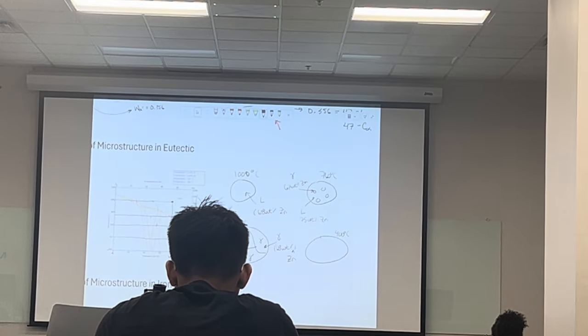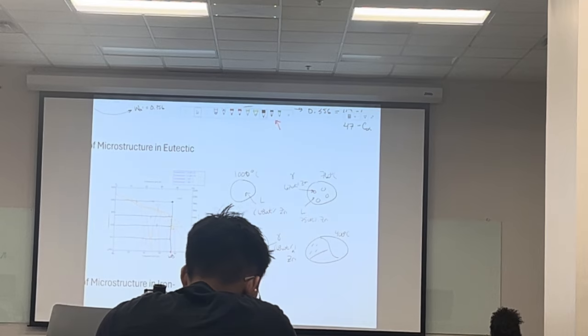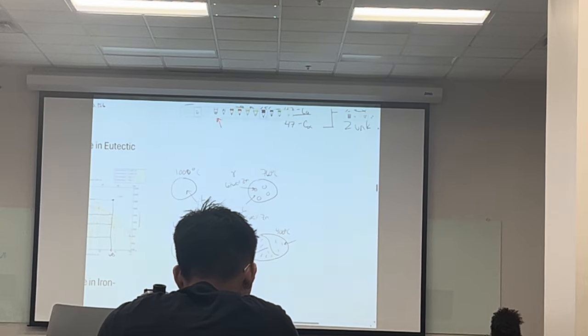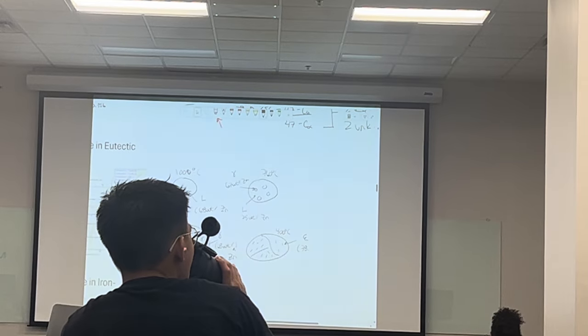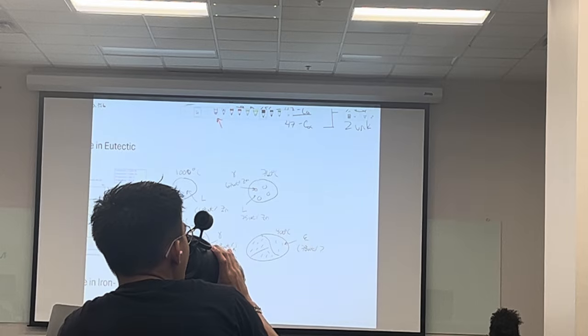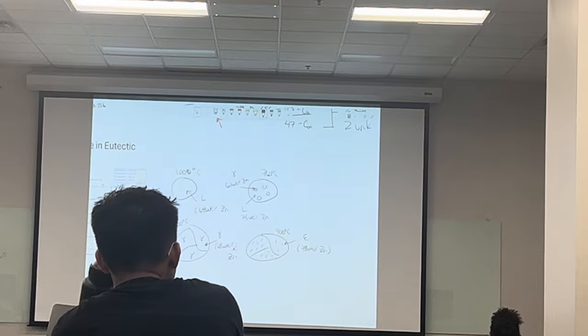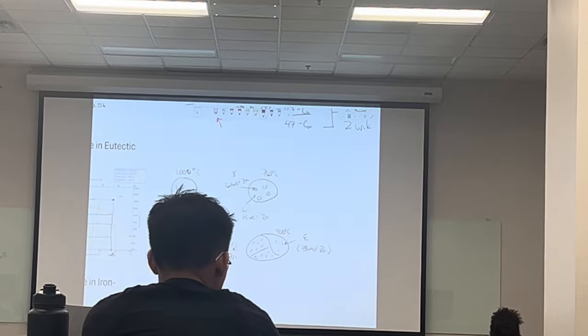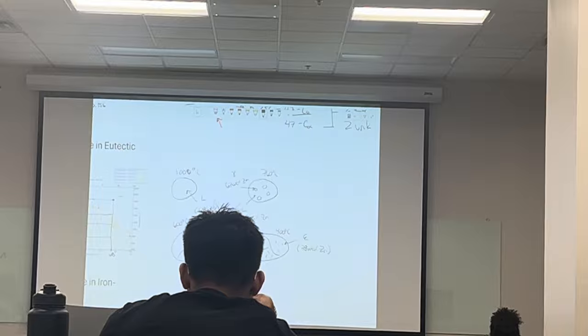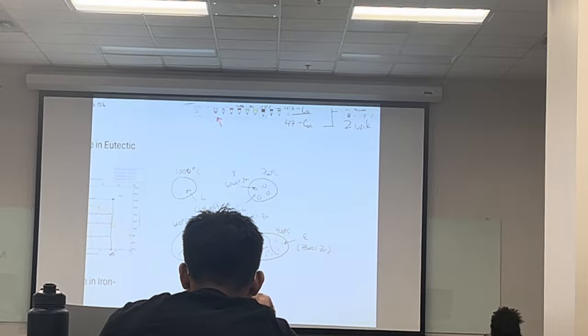And at 400, you have these tiny microstructures inside of these larger rings. This guy is our epsilon phase with 78%. And then in this bare spot, you see 70% zinc. That is gamma.